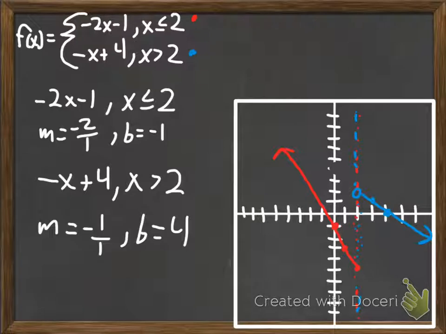So this is our function. It looks a little weird because we have one line going to the left and it stops, and then we have another line picking up and going to the right.